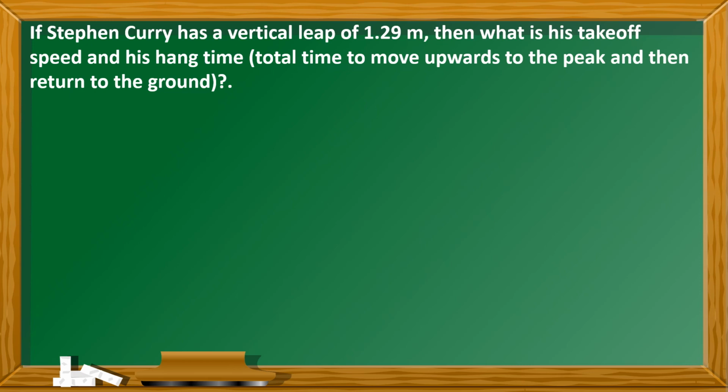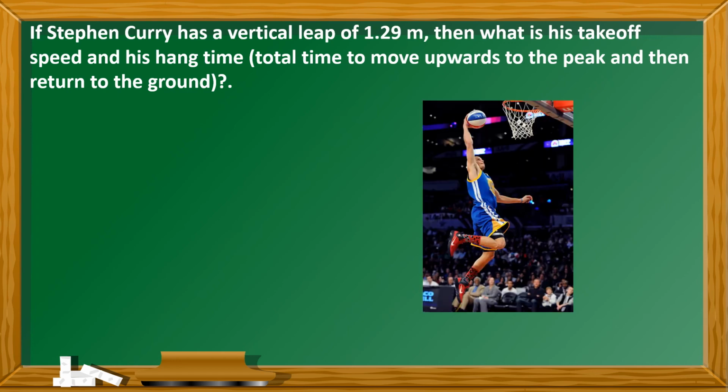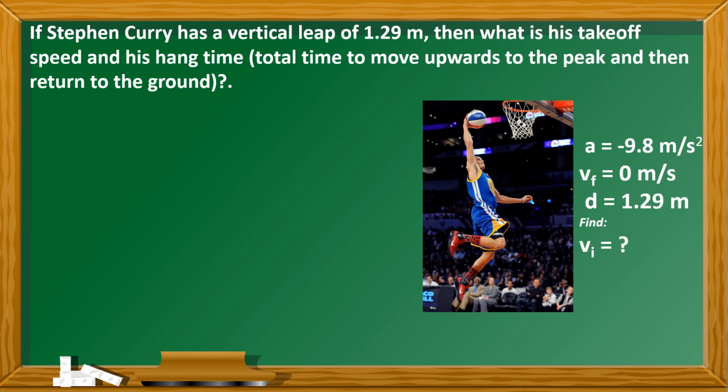Last one. If Stephen Curry has a vertical lift of 1.29 meters, then what is his takeoff speed and his hang time, or the total time to move upwards to the peak and then return to the ground? So Stephen Curry is having a vertical lift. From our problem, the following variables are derived. Acceleration is equal to negative 9.8 meters per second squared. The final velocity is 0 meters per second. The distance is 1.29 meters. Now we have to find the initial velocity and the time taken.